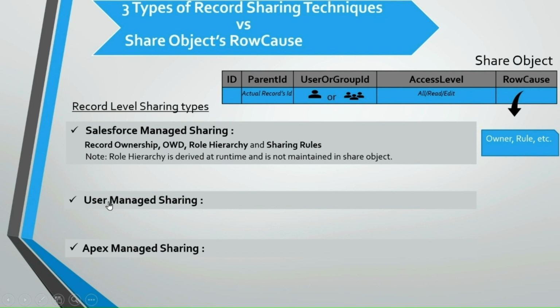And now let's see user managed sharing. The row cause values could be manual and territory manual. Territory manual is only applicable if we have territories in our org.